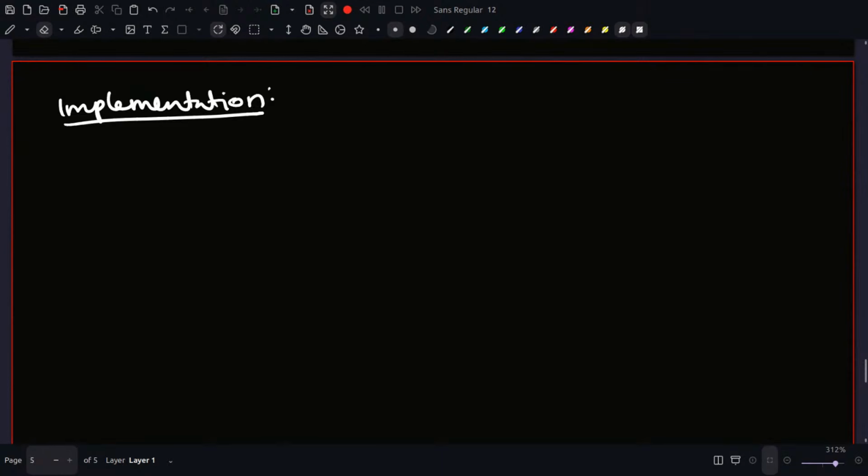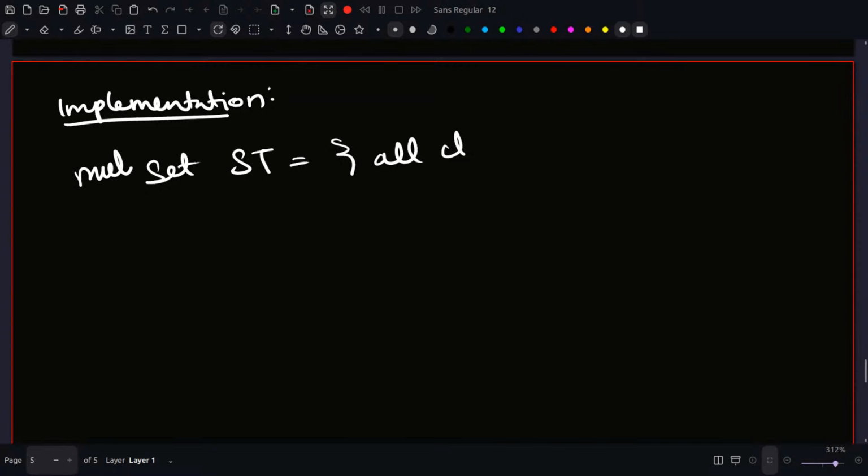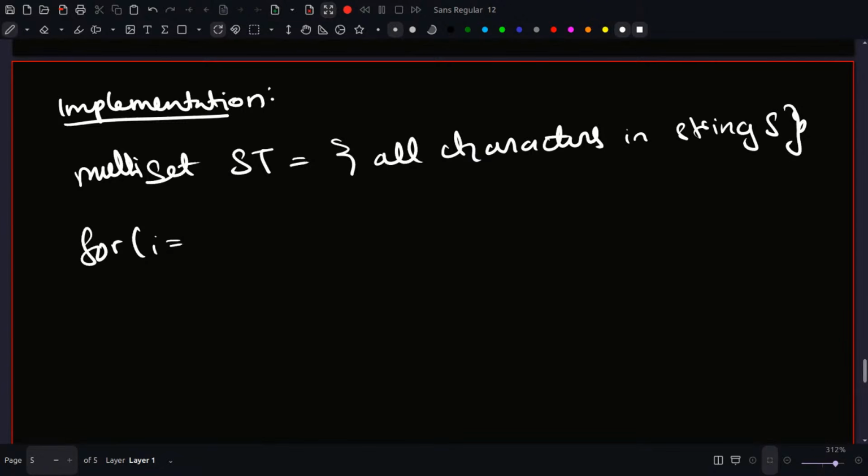Basically, make a multi-set ST, because we need multiple elements, which is going to be all characters in string S. Also we'll have a vector of answers, so possible answers will be an empty vector in the start. Now for I equals 0 to I less than n, I plus plus.